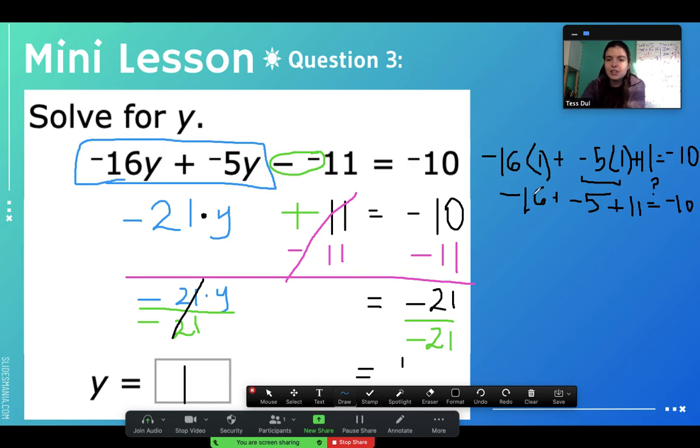Okay, so negative 16 plus negative 5 is negative 21. And negative 21 plus 11 is indeed negative 10. Negative 10 is equal to negative 10, so we must have gotten the correct answer. y equals 1. Because when we substitute or replace the number 1, every time we see a y, we replace it with the number 1, and this becomes a true equation.